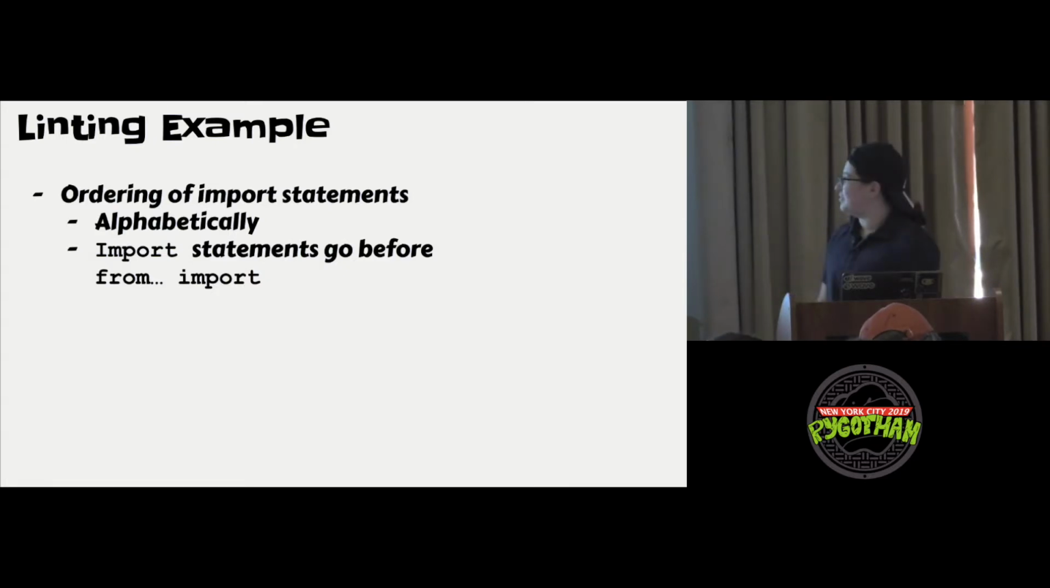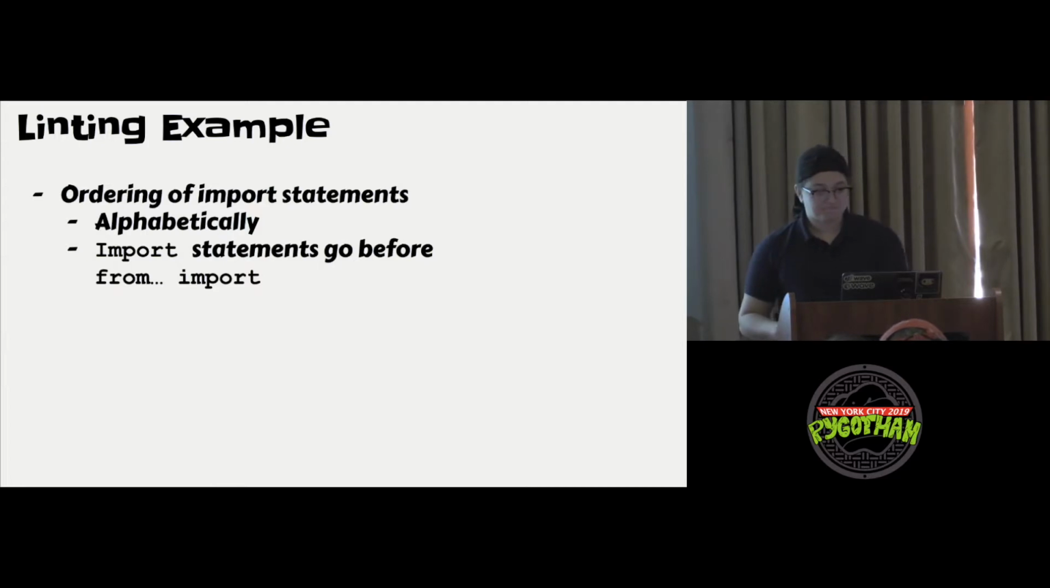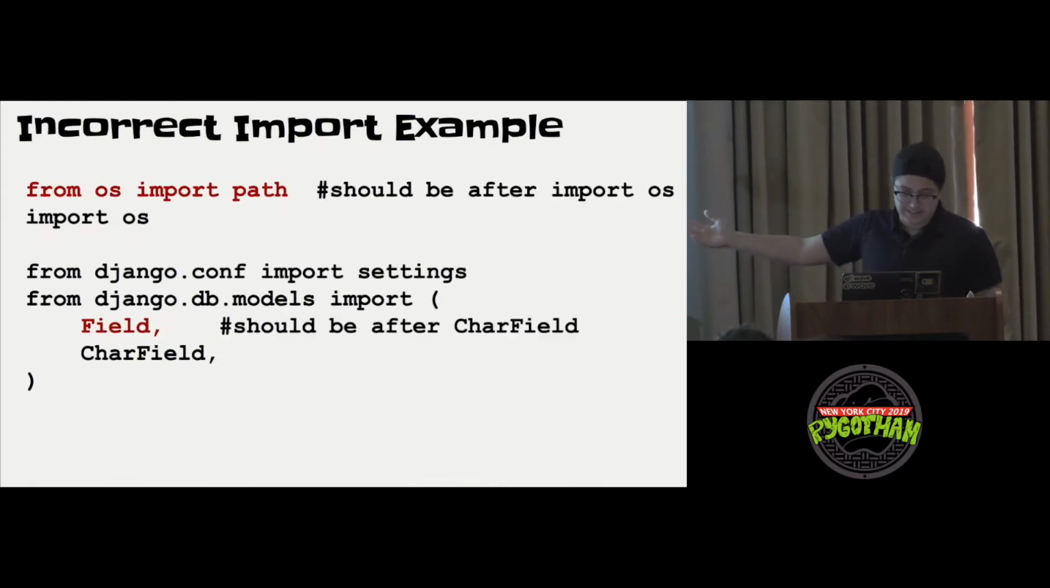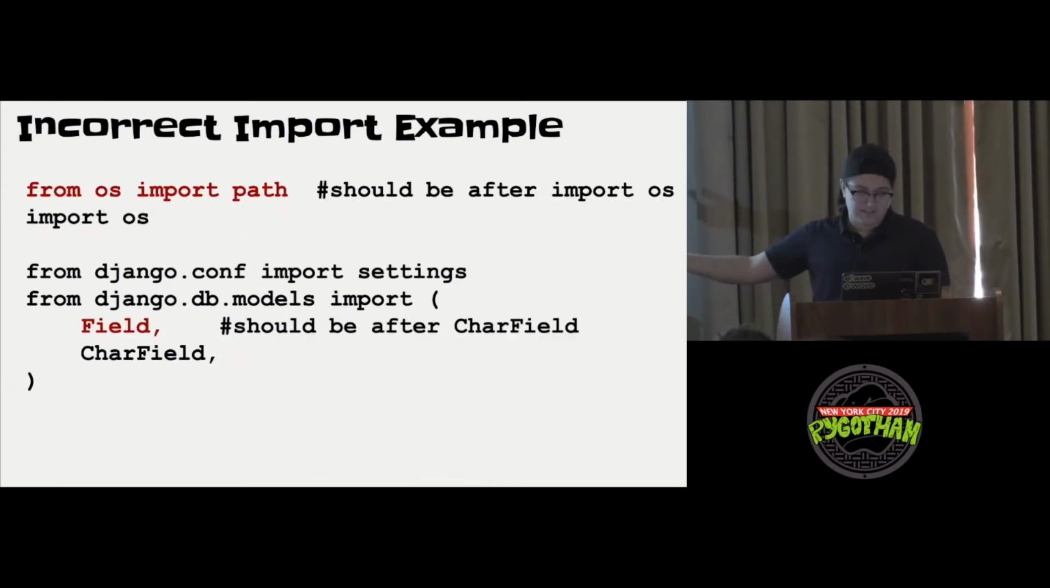So our example will be, we want to write a checker that looks at the ordering of import statements. And it wants to make sure that they're alphabetical and the import statements go before the from import statements. So just to touch base on what a correct example is, we have import statements before from import statements. And if you look at the from django.db modules, C comes before the letter F. So everything's good. And then this is just an example of an incorrect statement. If you have a from os import path before the import os one, it would be flagged as incorrect.